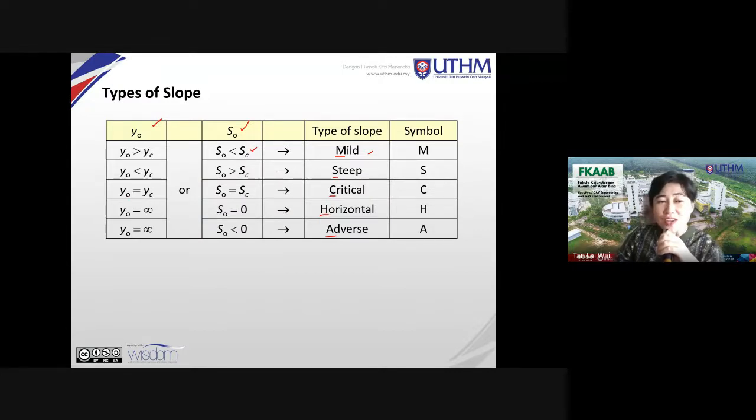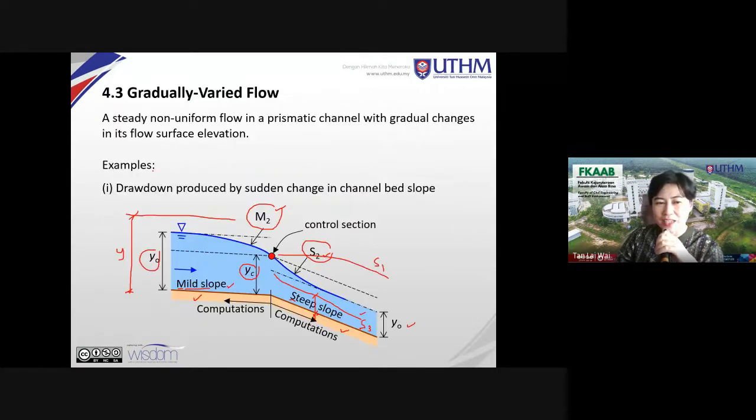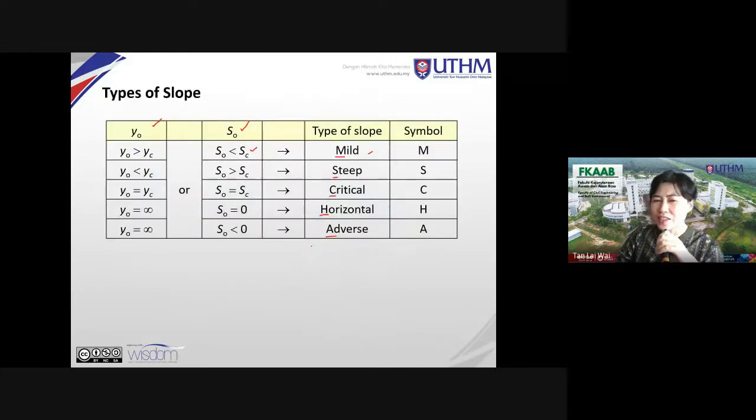If Y0 equal to YC, okay, there are cases where Y0 equal to YC. That means if I go back here, alright, Y0 has the same depth as YC, alright. But of course, it's very rare. Or sometimes it will occur, especially at control section lah, alright. Y0 equal to YC is on critical slope. Therefore, the symbol is C.